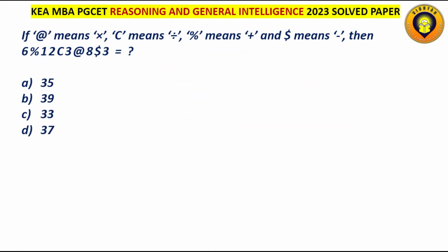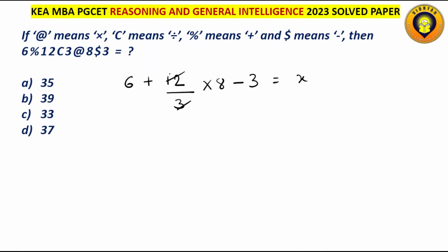If at the rate means to multiply, C means to divide, percentage means to add, and dollar means to subtract, then 6 percentage, percentage means add, 6 plus 12. C means divide, 12 divided by 3. At the rate means multiply, multiply by 8. And dollar means minus 3 equals x.